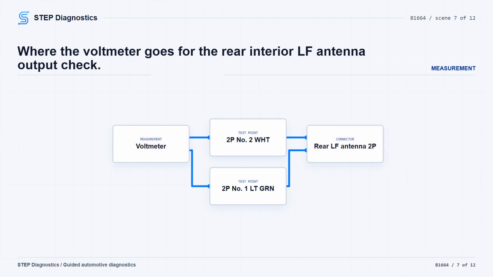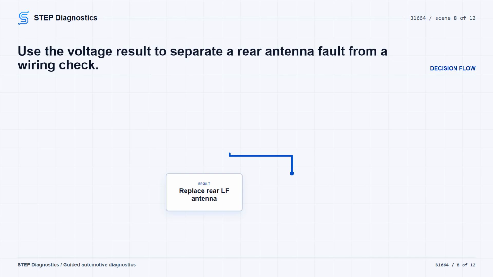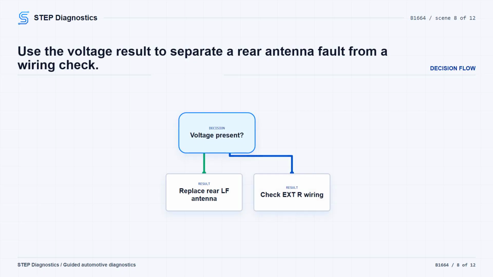Test point 1 is rear interior LF antenna 2P connector no. 1, the LTGRN wire. Test point 2 is rear interior LF antenna 2P connector no. 2, the WHT wire. Then select cabin rear antenna with the HDS. If there is voltage, replace the rear interior LF antenna. If there is no voltage, keep going and check the wiring between the antenna connector and the keyless access control unit.